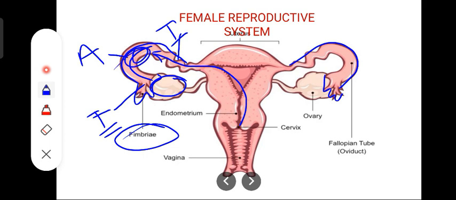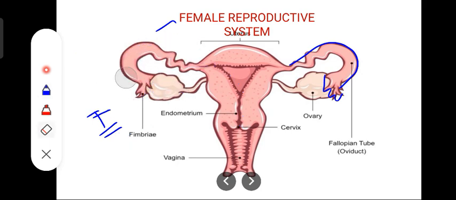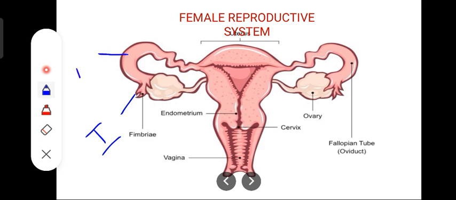ठीक है. So again I am repeating children, see there are three parts in the oviduct. The first part is infundibulum. So the infundibulum captures the egg released from the ovary. Then the egg is carried to the ampulla, the middle portion of the oviduct. And in the meanwhile, if the sperm reaches up to the oviduct, then the fertilization takes place here. Okay.